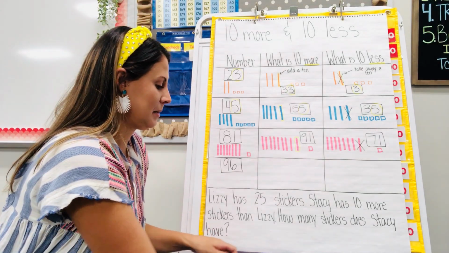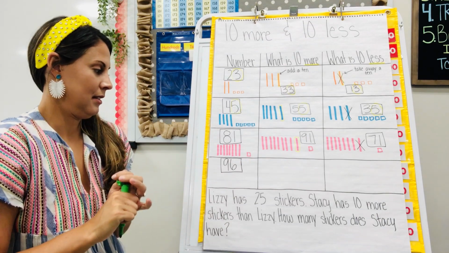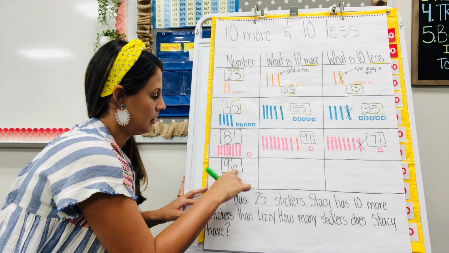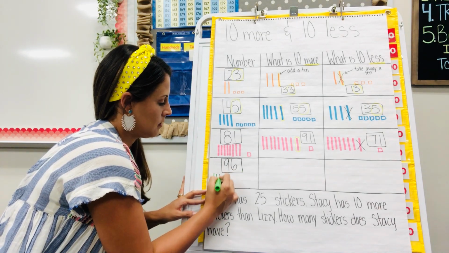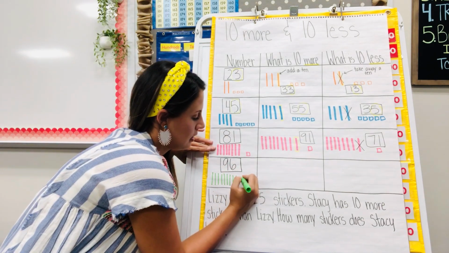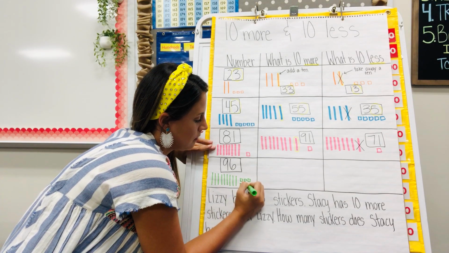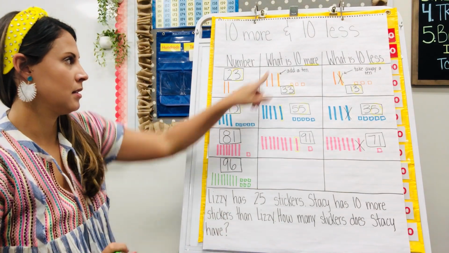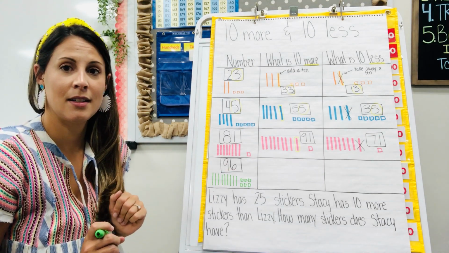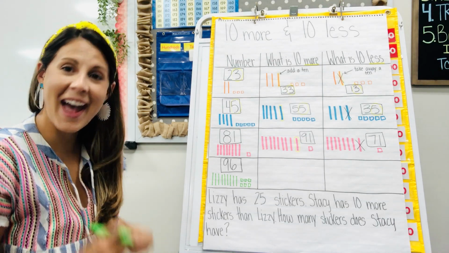Last practice. 96. Let's draw it out. That's my start number. 9 tens, 6 ones. 9 tens, and 6 ones. What is 10 more? What is 10 more than 96? Do I add a 10 or take away a 10? I'm adding a 10. Good job.